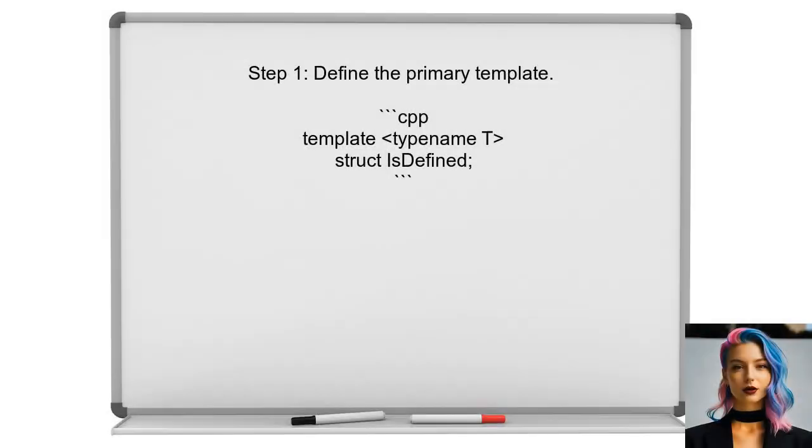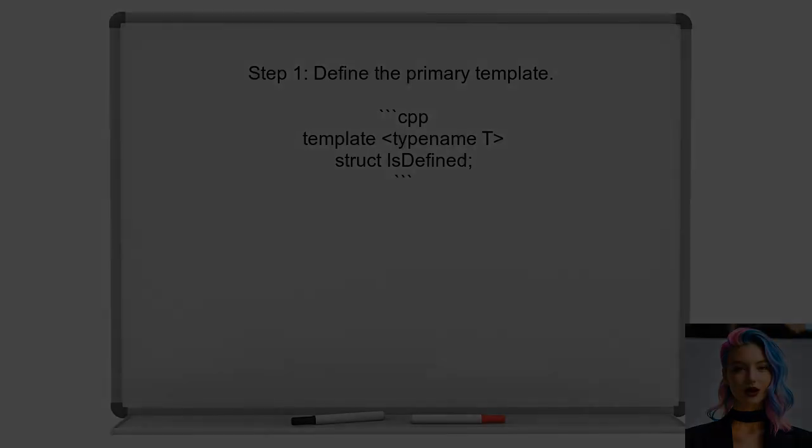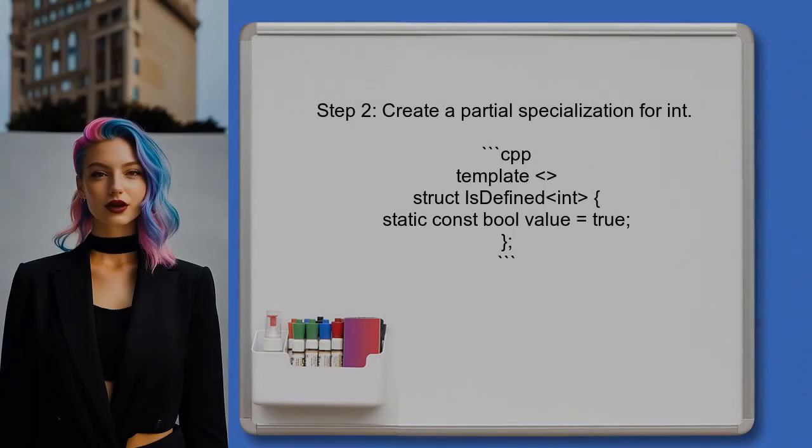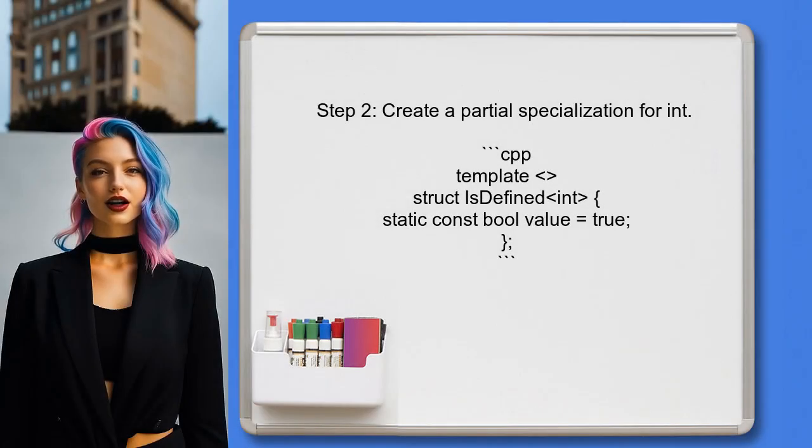To determine if a template specialization exists, the user can utilize a technique involving partial specialization. First, we will define a primary template for our struct isDefined. Next, the user should create a partial specialization of isDefined for the case when T is int. This will allow us to check if int is defined.